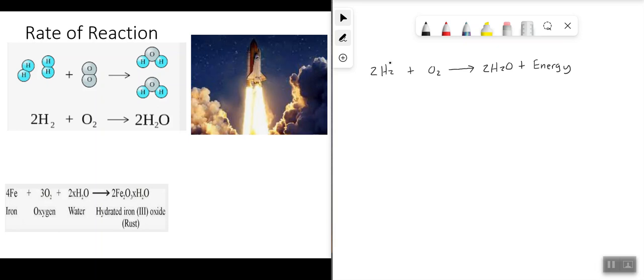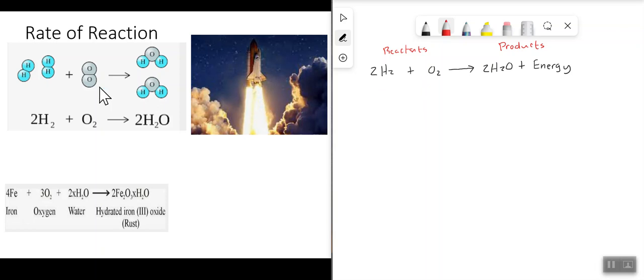So on the left hand side here, we have what's called the reactants, and over on the right hand side you have what's called the products. And this is a very quick chemical reaction. Okay, so it's actually used to propel rockets off the planet.